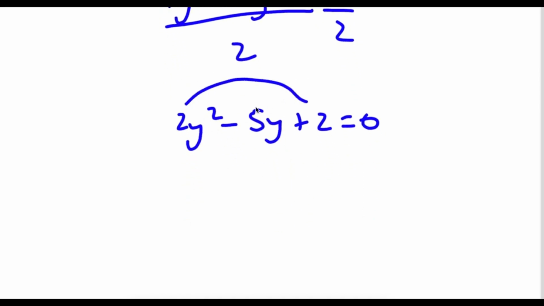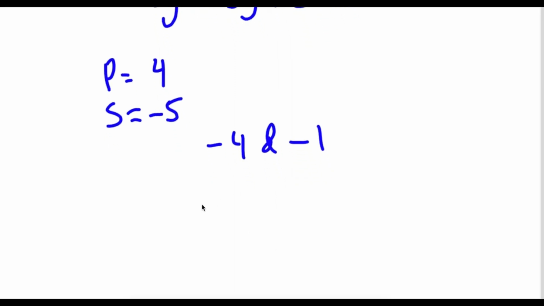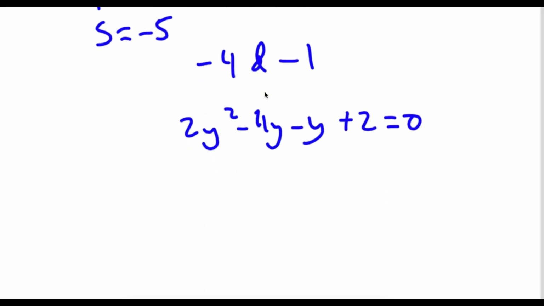Now, I have to find two numbers with the product of 2 times 2, which is 4, and with a sum of negative 5. So these two numbers could be negative 4 and negative 1, because negative 4 times negative 1 is 4, and negative 4 plus negative 1 is negative 5. So negative 4 and negative 1. So now I have 2y squared minus 4y minus y plus 2 is equal to 0. Now I can factor by grouping.